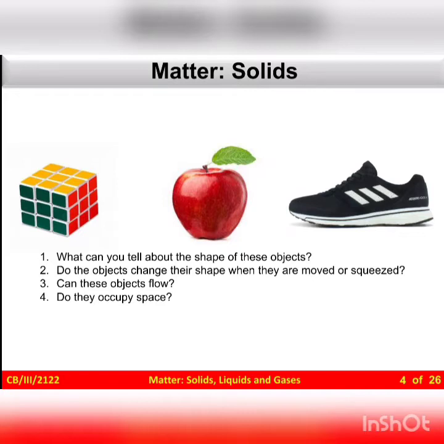Now can these objects flow? No. Then do they occupy space? Yes, they occupy a definite space.